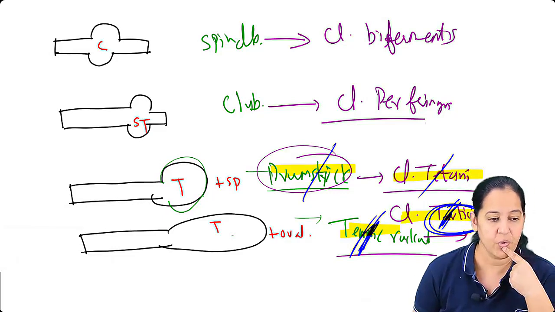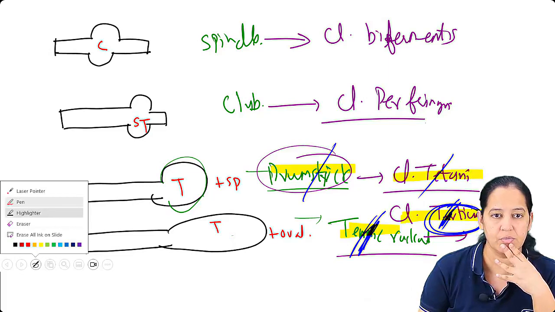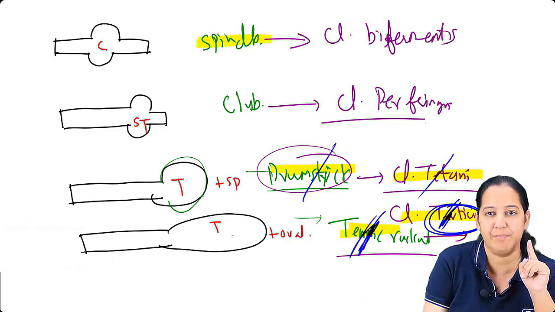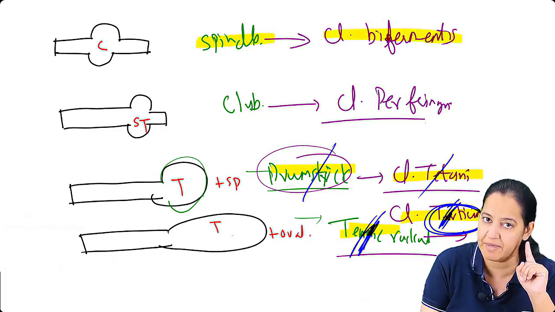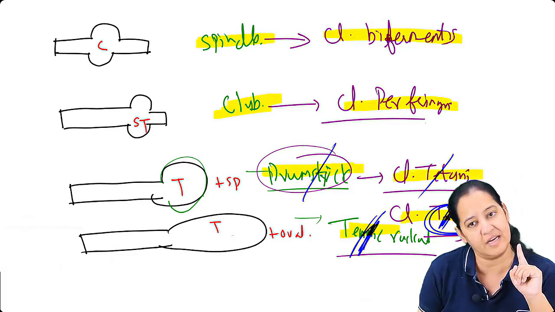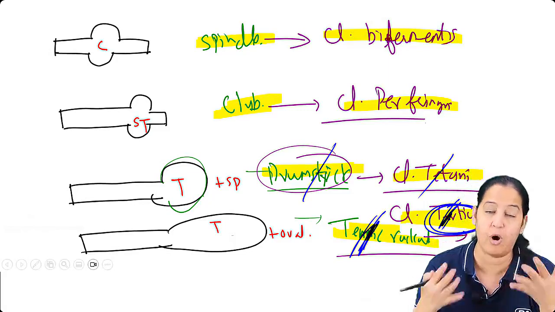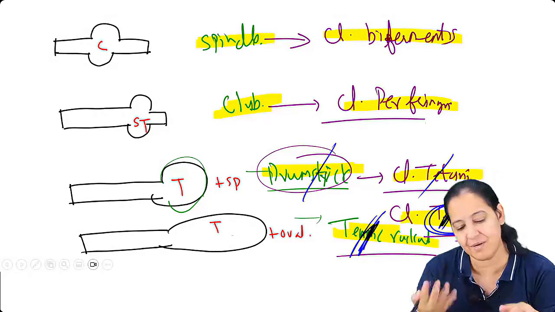Okay. So what I repeat, whatever I'm saying, it's written. So you have to learn the shapes. Spindle shape is seen in Clostridium bifermentus. Club shape is seen in perfringens. Drumstick is seen in tetani. And tennis racket is seen in tertium. You have to learn this. I'm trying to help you how to learn. Make some mnemonic and learn.